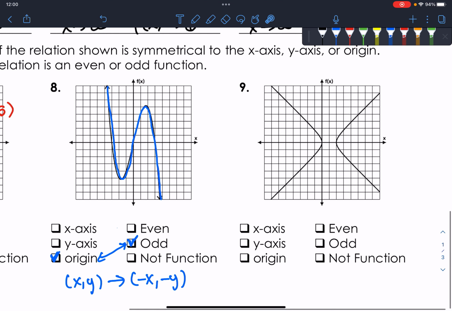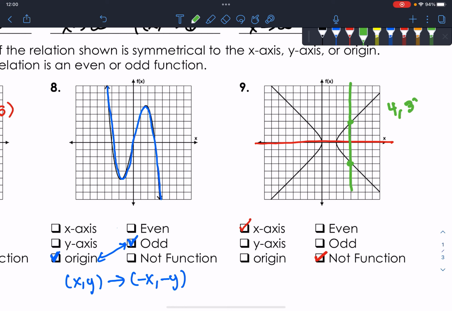And well, the last one is symmetrical through the x-axis. Notice that the top graph matches the bottom graph. So this is symmetrical to the x-axis. And because it's symmetrical to the x-axis, then more than likely this is not a function, which in fact is true. This one right here is not a function because we see that the x value at positive 4 is repeating. We have a 4, positive 3, and then we have 4, negative 3. So our x value repeats, so this is not a function.